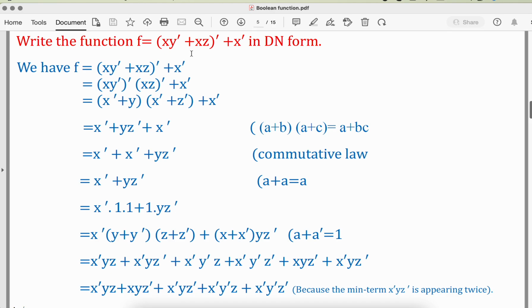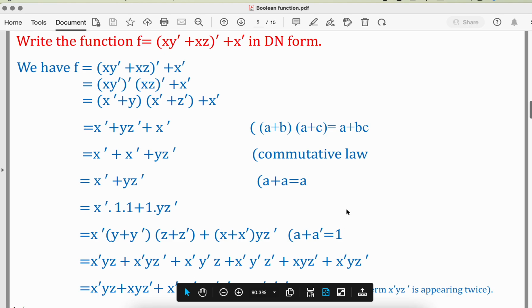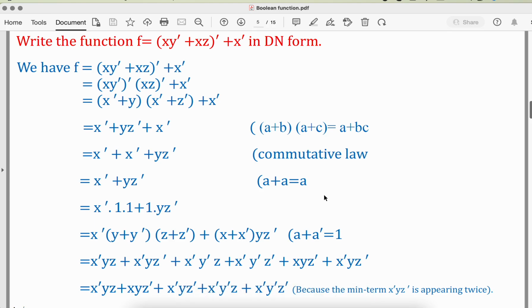So if the number of variables is less than 3, then we will introduce 1 to reduce it into DNF form. Because we know that the sum of a term and its complement is always equal to 1, meaning a plus a dash is always equal to 1. If any term contains fewer variables than the given number, then we introduce 1, and then we can convert this expression into disjunctive normal form.